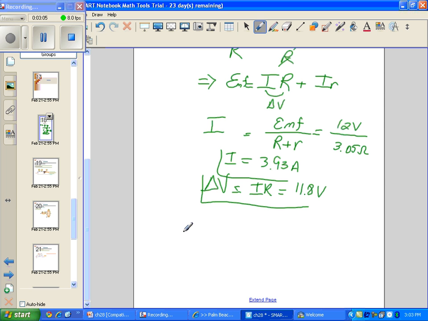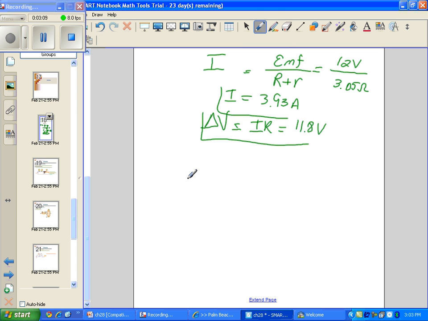Next, in part B, we're asked to determine the power which is consumed by the load resistance, or delivered to the load resistance. Well, we're going to make use of the delta V that we just found, because after all, this is the output voltage. This is what is actually supplied to the load resistance. Square that, divide by the load resistance, and we get 46.4 watts delivered to the load resistance, or dissipated in the load resistance.